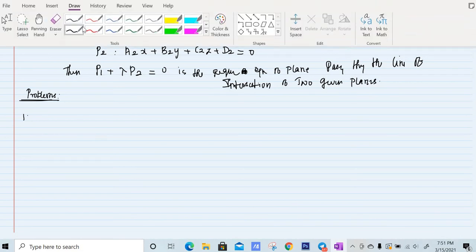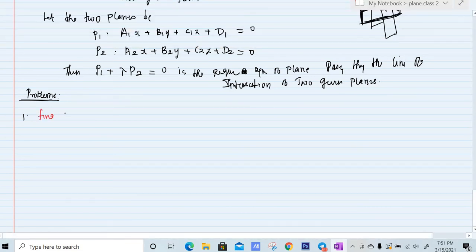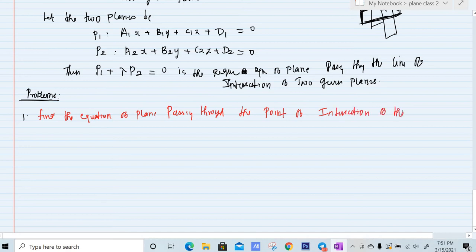Problem number 1. Find the equation of plane passing through the point of intersection of the planes 2x plus 3y minus 4z is equal to 1, 3x minus y plus z plus 2 is equal to 0, and the point 0, 1, 1, right?